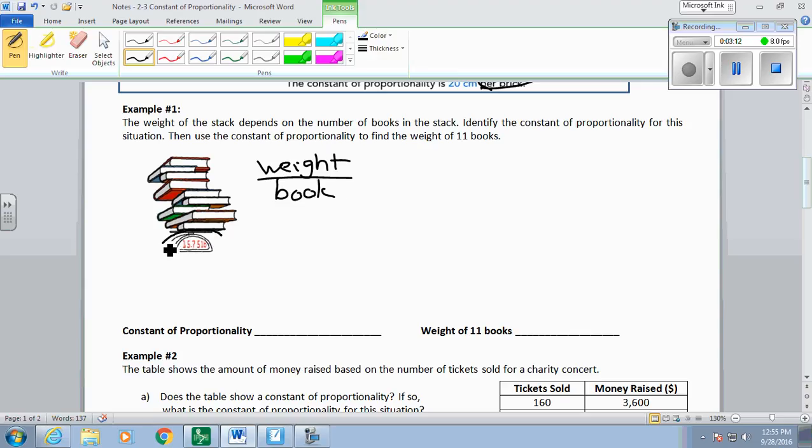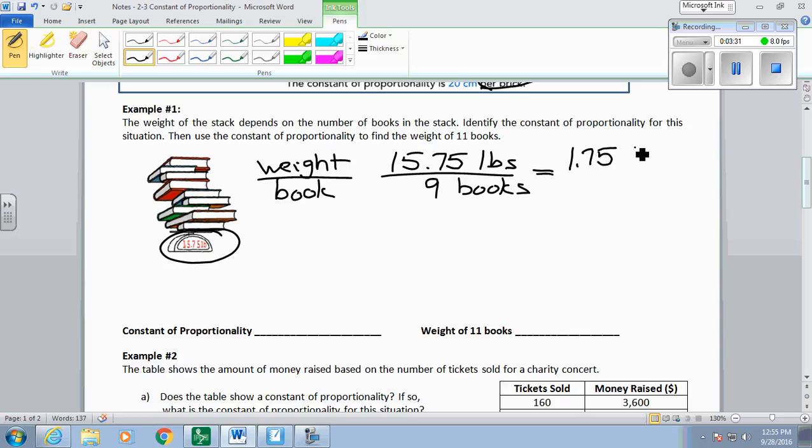The weight is given to us right here, and that's 15 75/100 pounds divided by 9 books, coming from, if I count up the stack of books, there are 9 books there. When I divide these, I get a unit rate, which we've learned is also going to be the same thing as our constant of proportionality. And I'm going to call the constant of proportionality the COP.